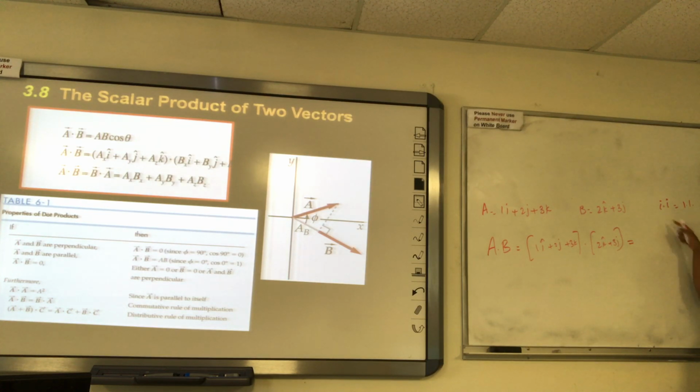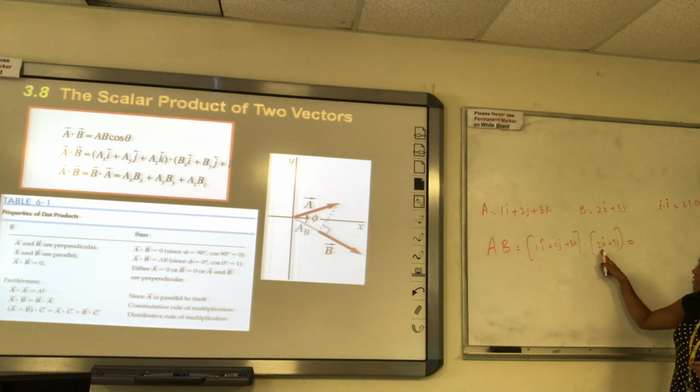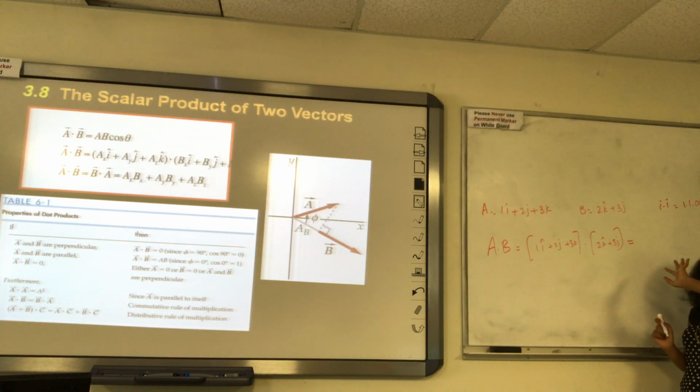And the angle between I and I is 0, right? So that is cosine of 0, which is going to give me 1. So 1 times 1 times 1 is 1. That's why when you multiply the I things with I things, you don't put any number or anything with that, because the angle is 0 between them. Everybody's following? A little bit confusing?